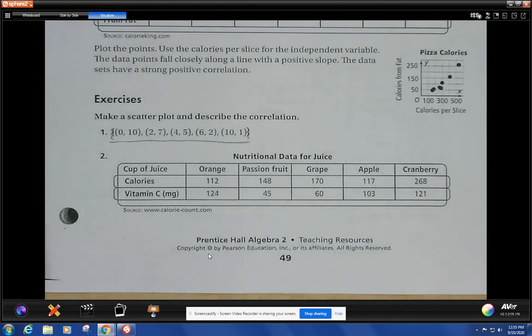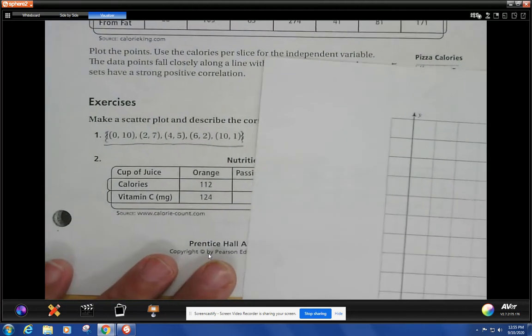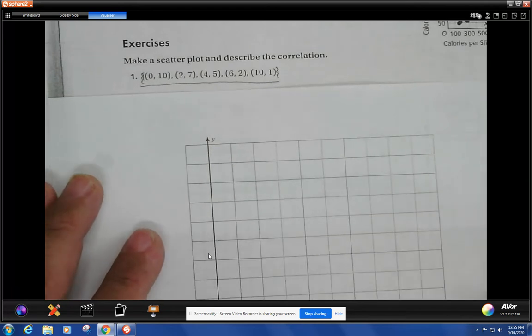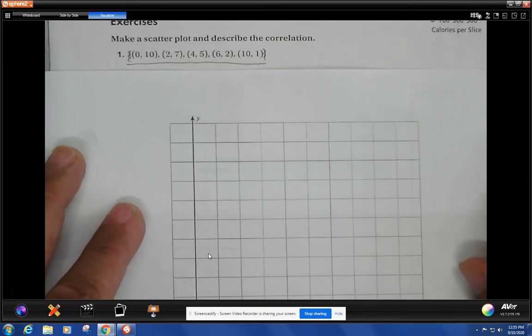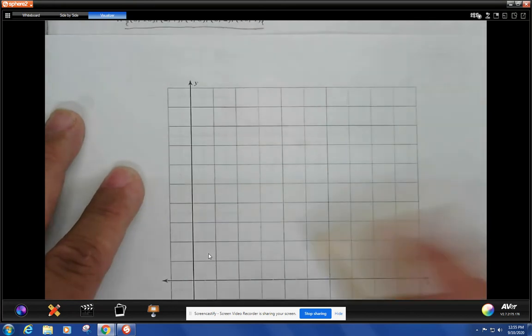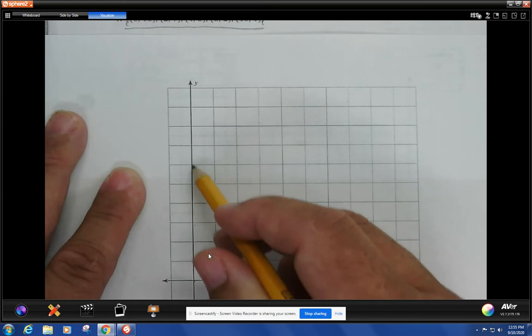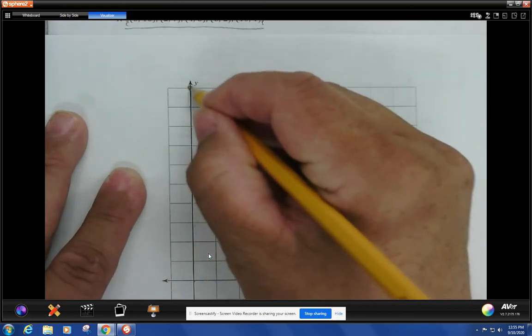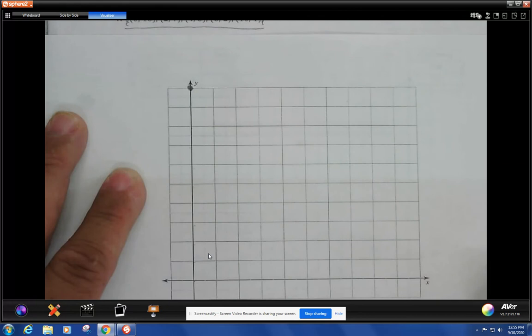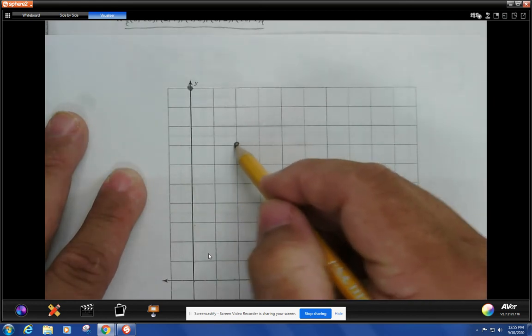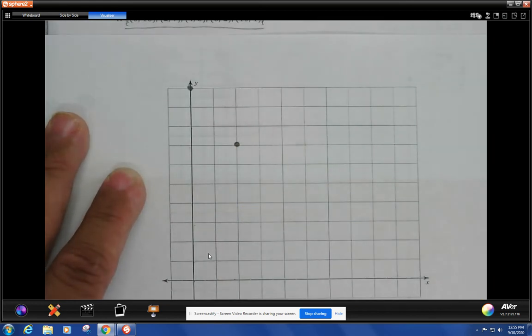Now, I could get out a sheet of graph paper and just try to go at it. So the first point is 0, 10. So I could go here 0, up 10, 1, 2, 3, 4, 5, 6, 7, 8, 9, 10. I could put my one point right there. I could then go to 2, 7: over 2, up 7, 1, 2, 3, 4, 5, 6, 7. You can see by now that this is getting old already. If I'm going to do 20 points, I'm going to be doing this for quite some time.